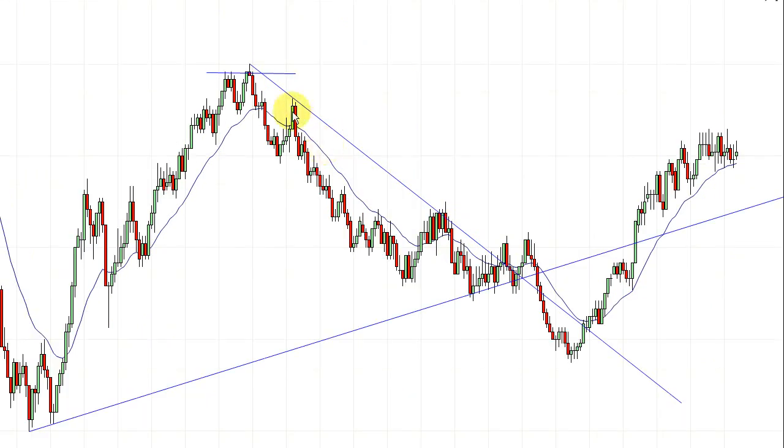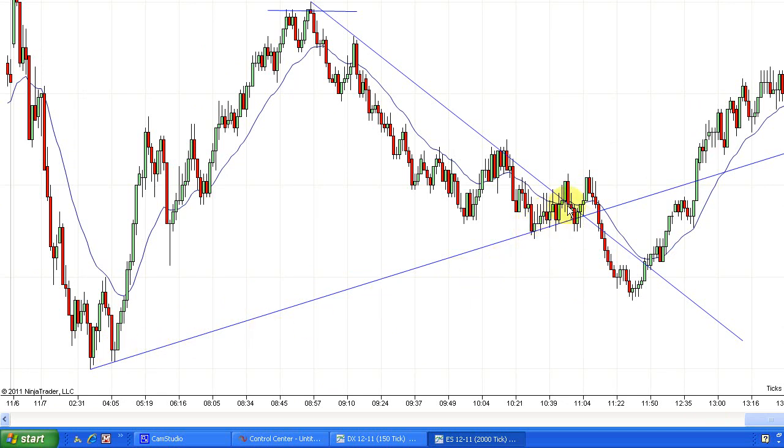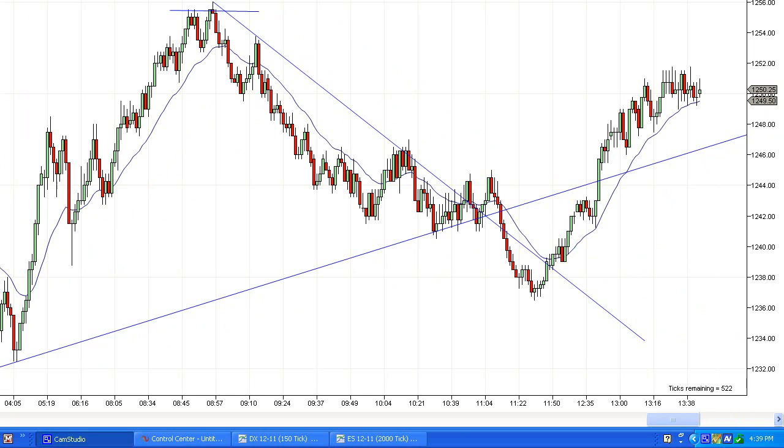Well, there's a couple of reasons. First of all, we had this trend line coming down that was more at a 45-degree angle, so it's probably more valid than this one. But as you can see, this was still a valid trend line because prices were bouncing here and holding. But we didn't get rejection of prices.